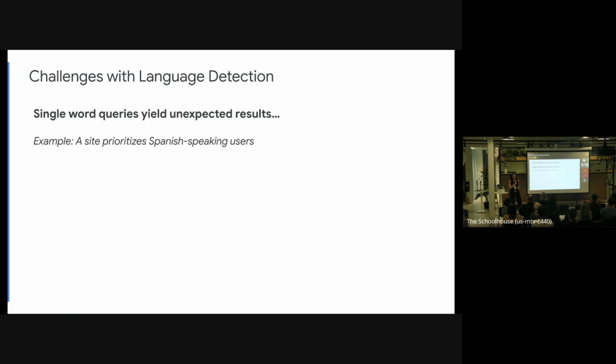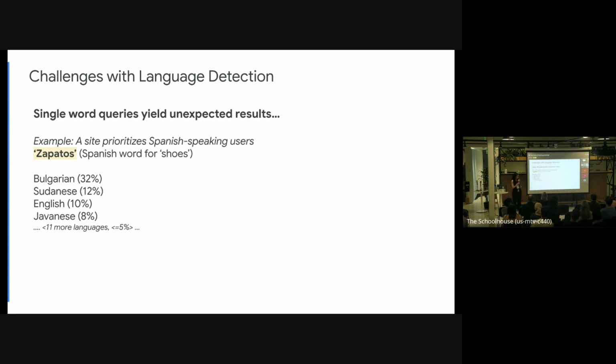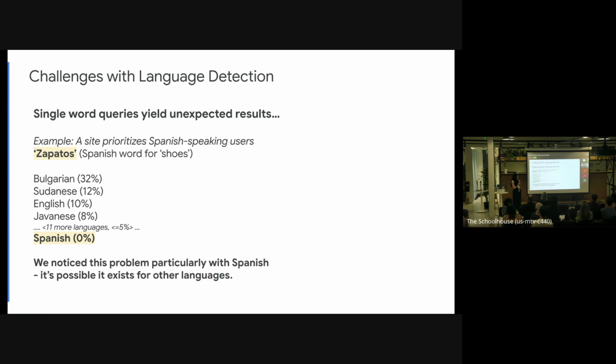Let's say you're a site that prioritizes your Spanish-speaking users. Let's say the user types in "zapatos." Would you expect the results to be Bulgarian, Sudanese, English, Javanese, 11 more languages, and Spanish coming in at a whopping 0%? Probably not. We mostly explore this problem in Spanish as an example. It likely exists for other languages, but we haven't measured the impact.